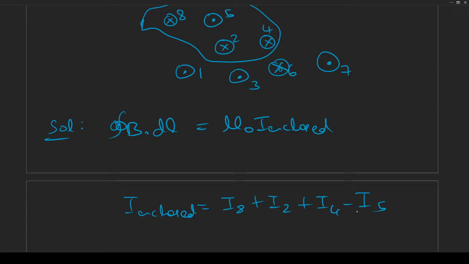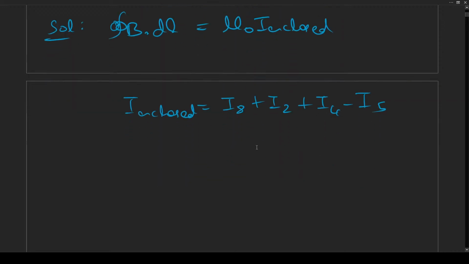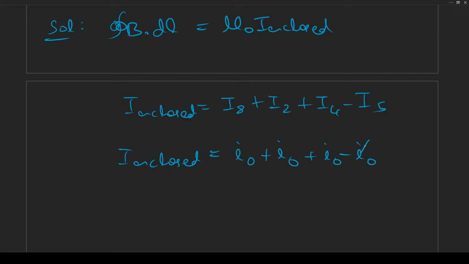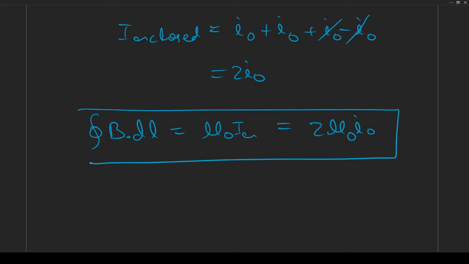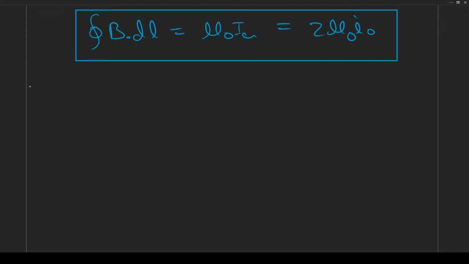This is the total current, and since all of the values are the same, I enclosed is equal to I naught plus I naught plus I naught minus I naught, which is 2 I naught. Then integral B dot dl is equal to mu naught times I enclosed, which is 2 mu naught I naught. This is the final answer. Now let's go to the next question.